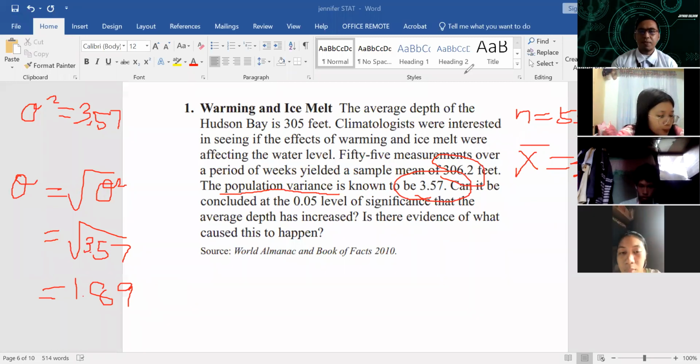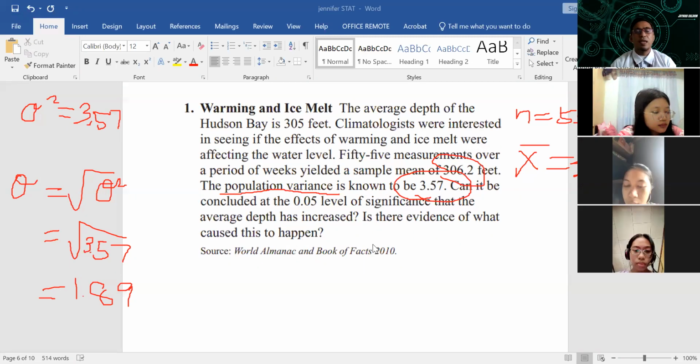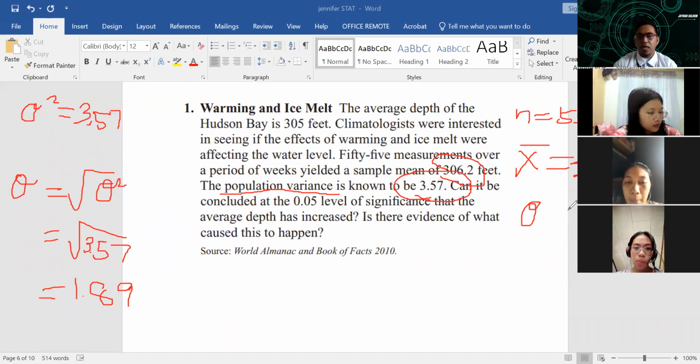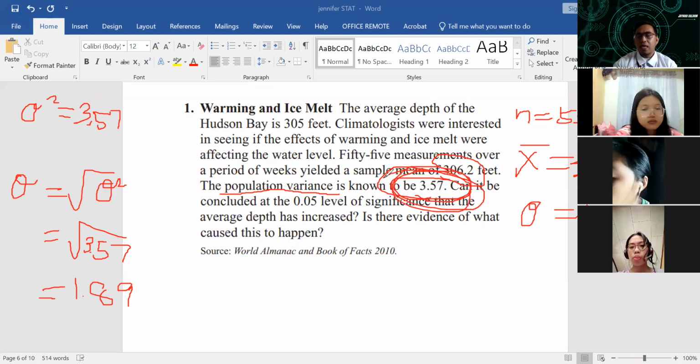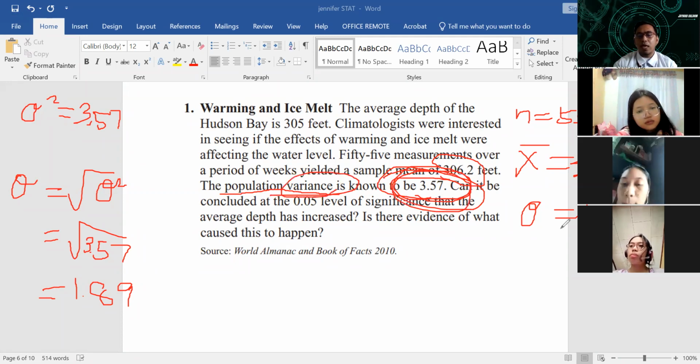Okay? So now we have the population standard deviation, which is equal to 1.89. We got that from our population variance. Again, in some problems the standard deviation is given, so it is automatic. Okay, so watch out for the statement. And again, it says, can it be concluded at 0.05 level of significance? What step is this?